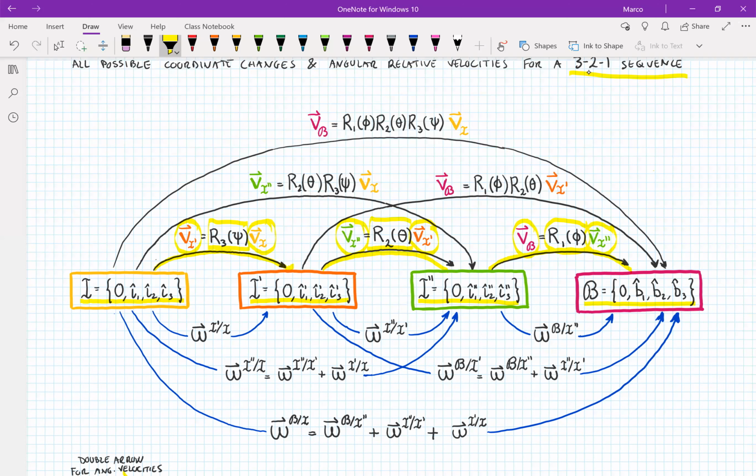Now you can also skip one step and go directly, for example, from I to I double prime. So let me just clear up a little bit here. All right, so let's say we want to go directly from I to I double prime. So we have to follow this path.